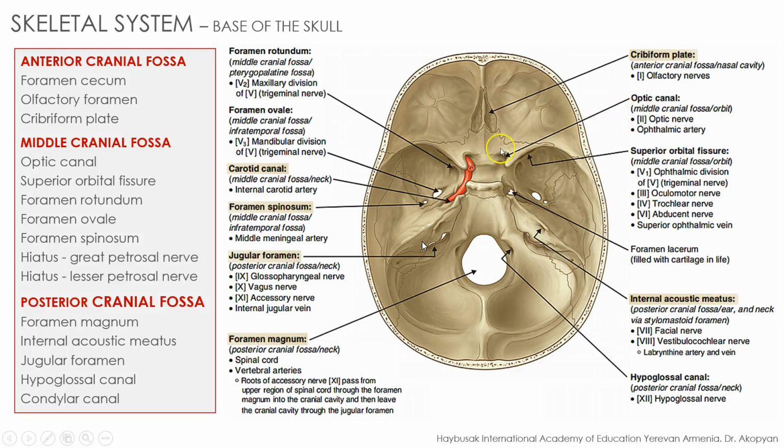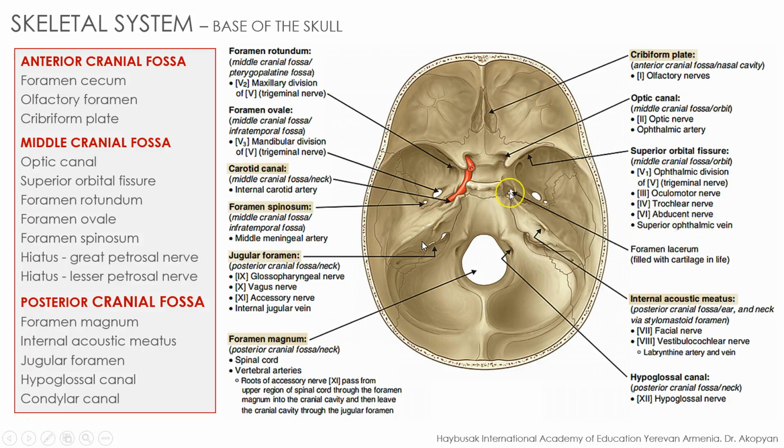Inferior lateral to that is the superior orbital fissure, again in the sphenoid bone. This houses the first branch, the ophthalmic branch, of the 5th cranial nerve, the trigeminal nerve, and the motor nerves that are responsible for innervating the eye muscles: oculomotor, 3rd, trochlear, 4th, and abducens, 6th cranial nerves. Here also passes the superior ophthalmic vein.